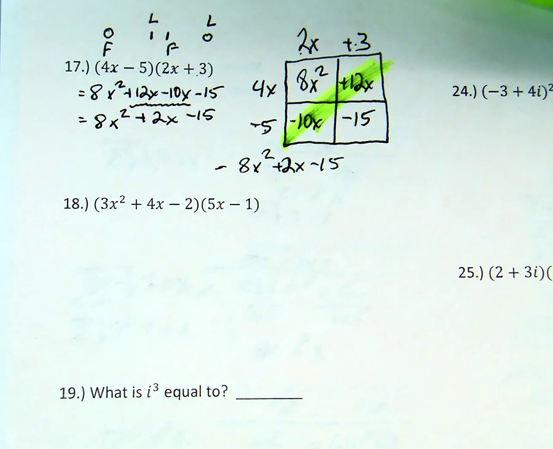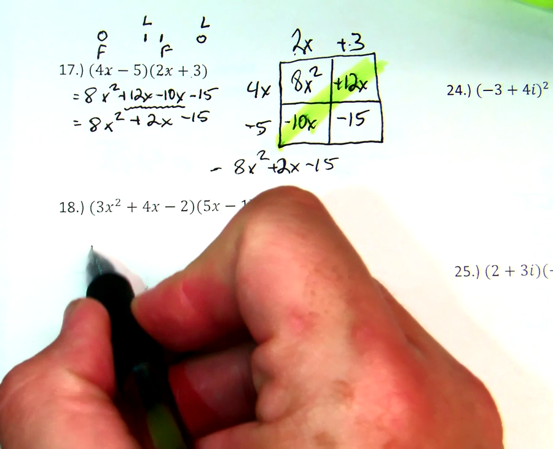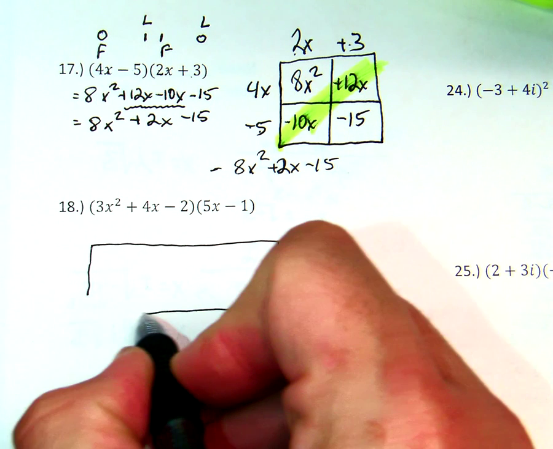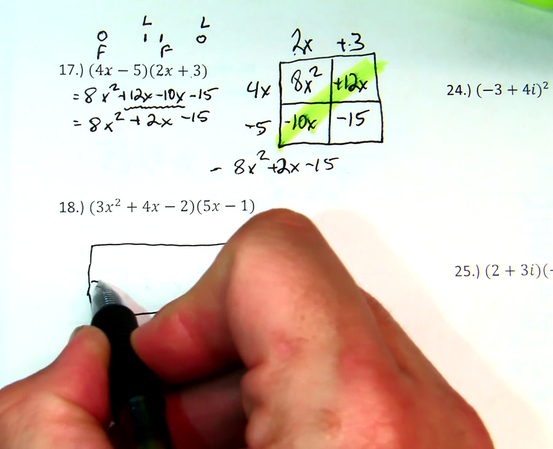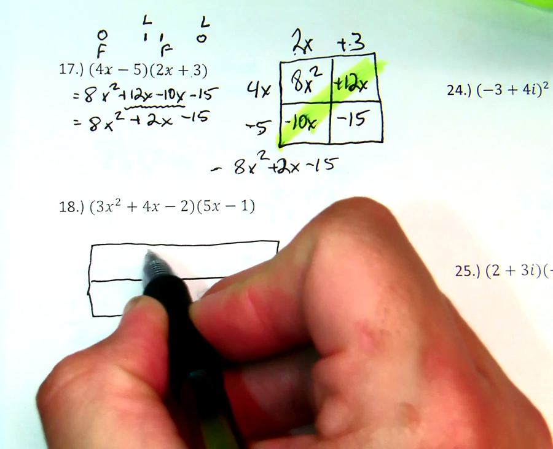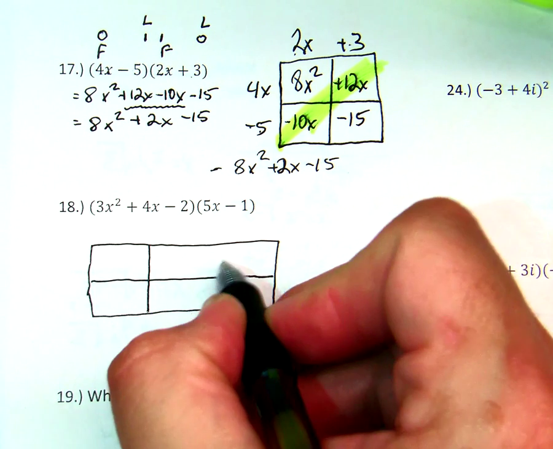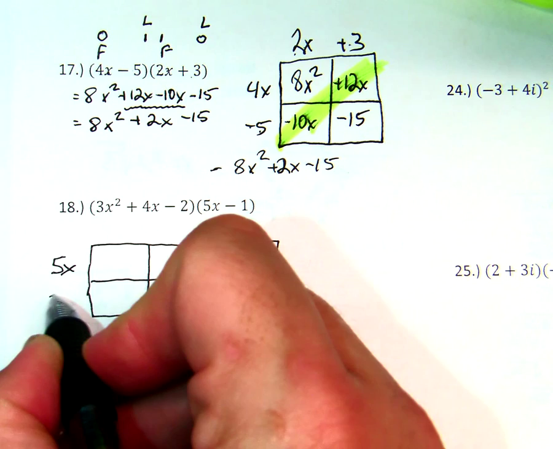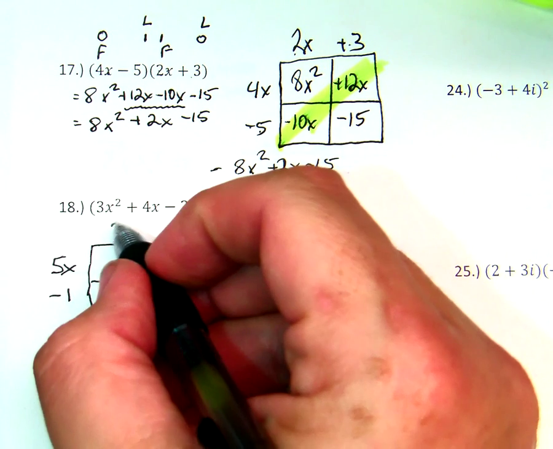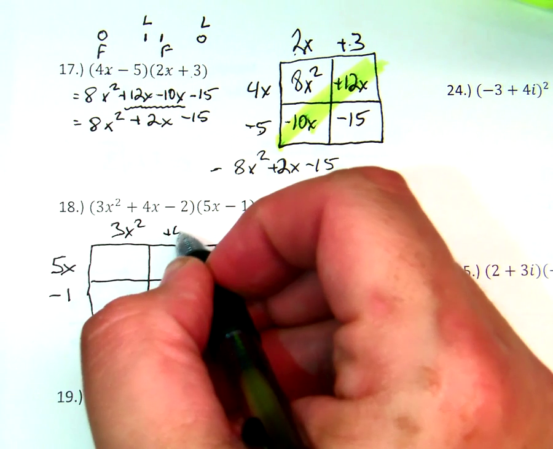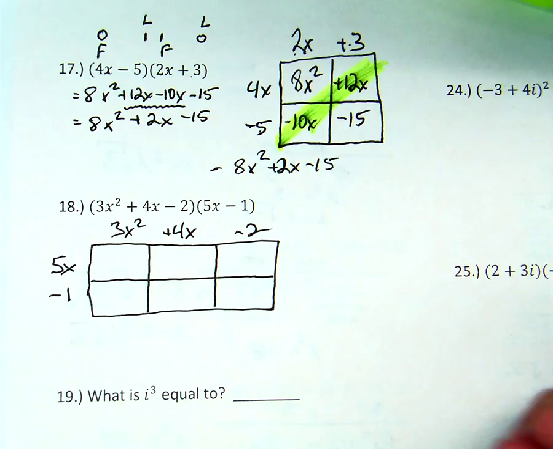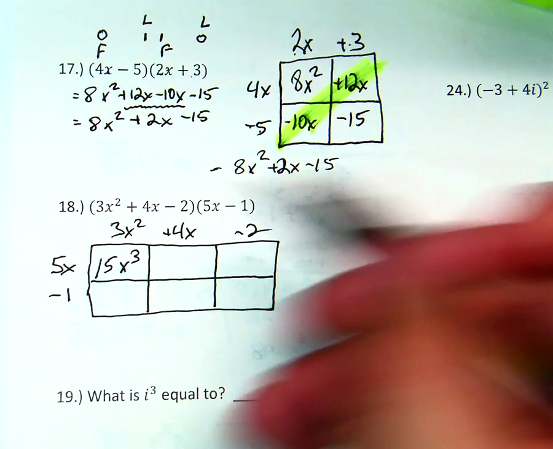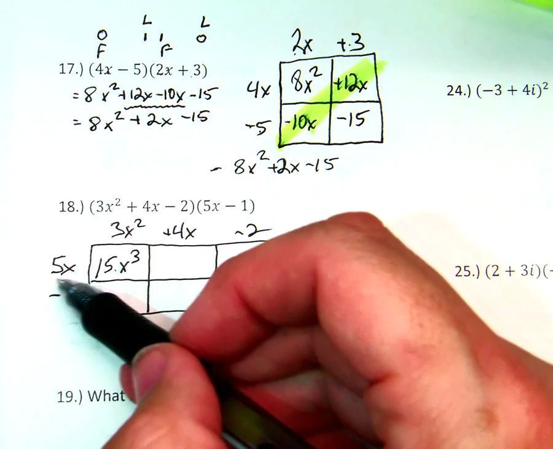For number 18, you could do this in multiple ways. I'll do this, make this a little bit bigger, and make it 2 by 3. (5x minus 1), 3x squared plus 4x minus 2. That's 15x cubed. 15, or 5 times 3x times x squared.